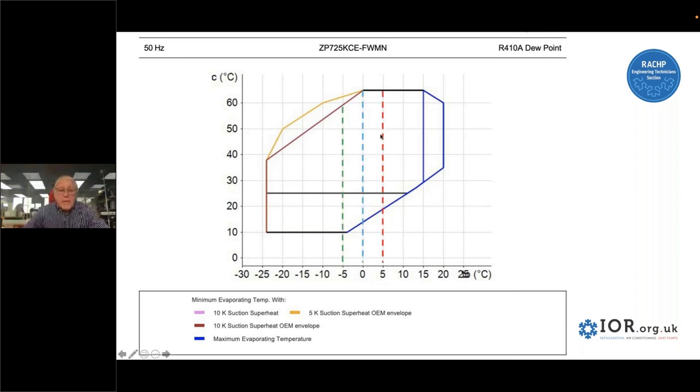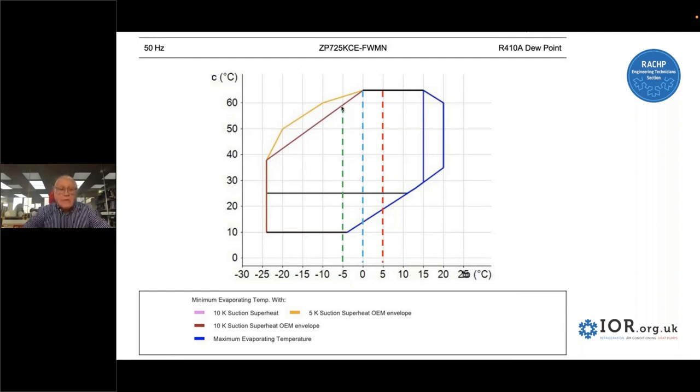And indeed, if I plot these lines onto the chart, I can see at 5 degrees C, I can condense at 65 degrees C condensing, 0 degrees C evaporating, still the same. But if I try to drive down to -5 degrees C evaporating, then my condensing temperature must fall to 58. If it doesn't, the compressor is seriously out of limits and in danger of failing.